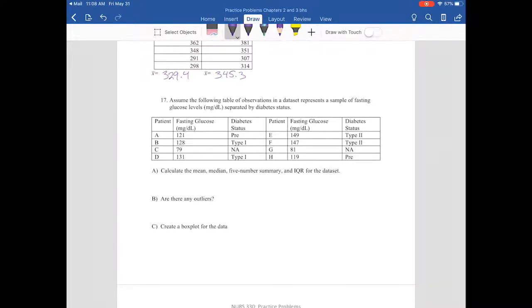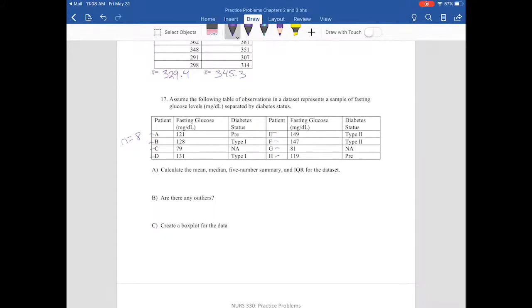So I'm going to try to do this, and it's going to go a little bit quick. And I'm just going to explain what I'm doing. So first thing, a great thing to do, once again, is write how many data points we have here. We're going to have 8 data points: A, B, C, D, E, F, G, H. Moving along. Next best thing we could do is put these values in order. So we can definitely find the median, and then our 5-point summary and IQR become a little easier. So when we put this in order, 79, 81, 119, 121.